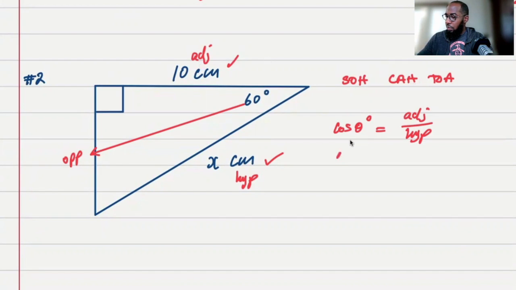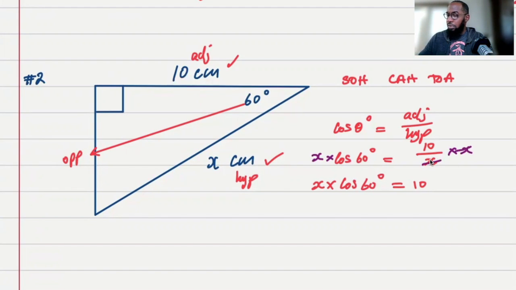So we do substitute now. Cos 60 degrees is equal to adjacent, which is 10, over hypotenuse, which is x. Now we have to transpose. So we have x multiplied by cos 60 degrees is equal to 10. What I did just now to get rid of the x below here, I multiplied both sides by x. This will cancel out, and you remain with 10 is equal to x times cos 60 degrees. So that's what I did. I don't write all that.